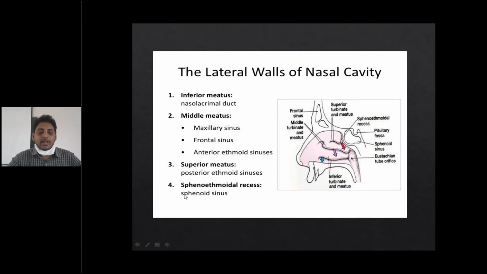A peculiarity of the sphenoid sinus is that it opens into the sphenoethmoid recess, which is above the superior turbinate and lateral to the septum. In between the septum and the superior turbinate is the sphenoethmoid recess. Below the superior turbinate is the superior meatus. So the sinus that opens into the sphenoethmoid recess is the sphenoid sinus.